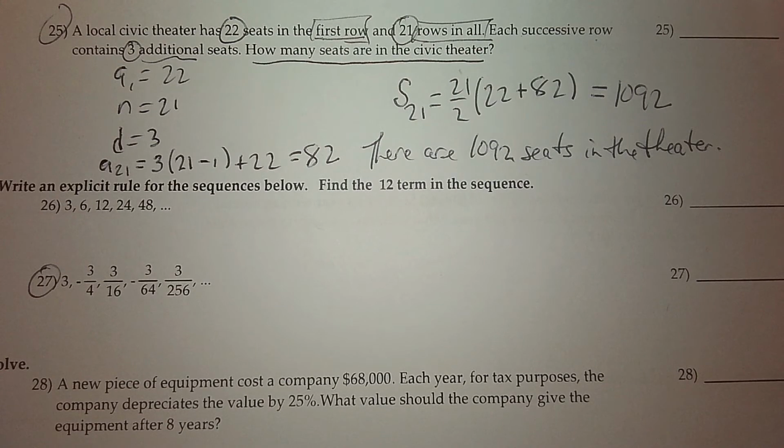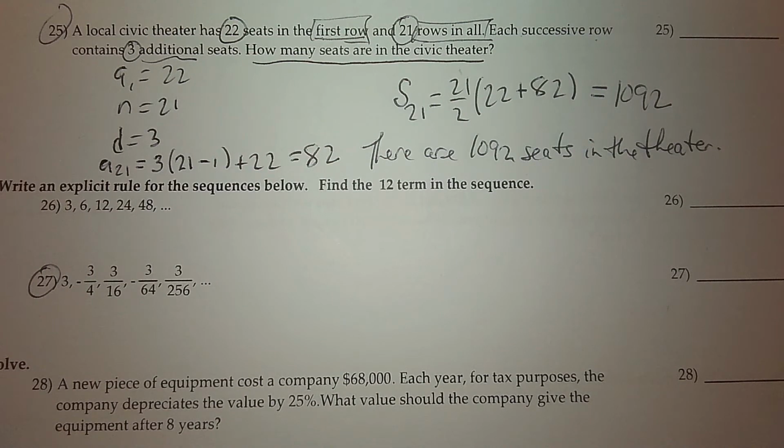So write an explicit rule for the sequence below, then find the 12th term in the sequence. So first thing you need to ask yourself is this an arithmetic or a geometric sequence? Can you see that we're not adding? And one of the indicators is positive, negative, right? So how am I going to find the common ratio? What am I going to do? Any two consecutive terms will find it, but you can do the first two and divide.